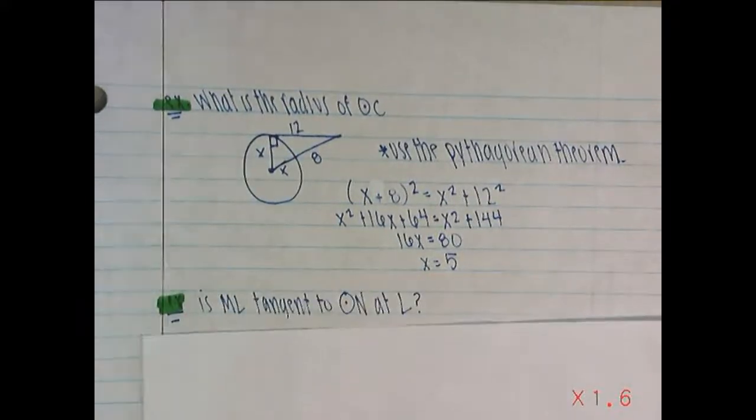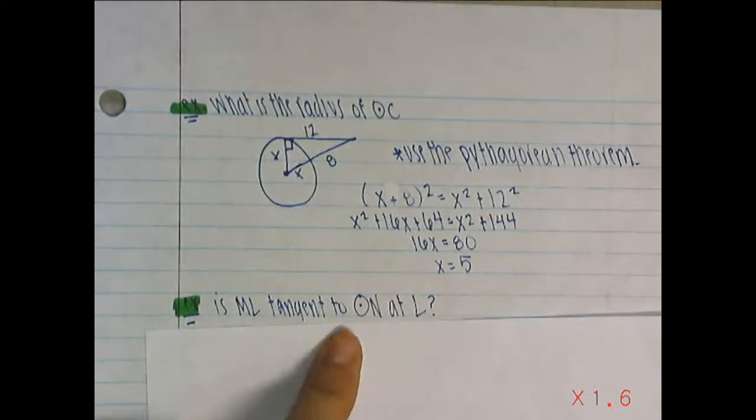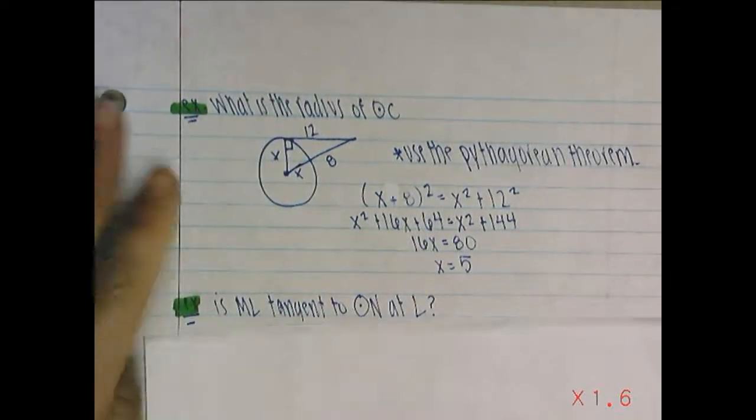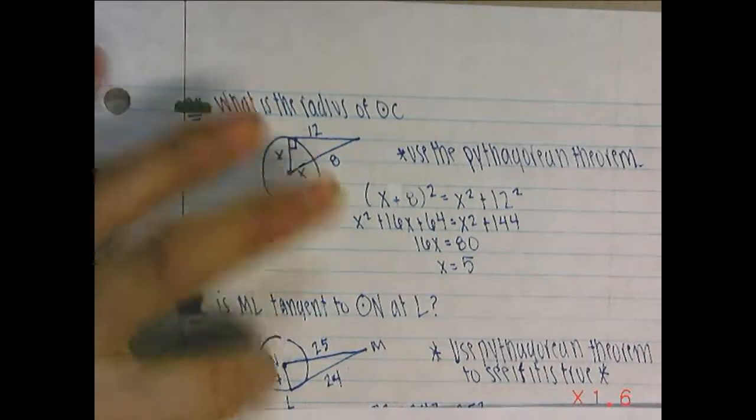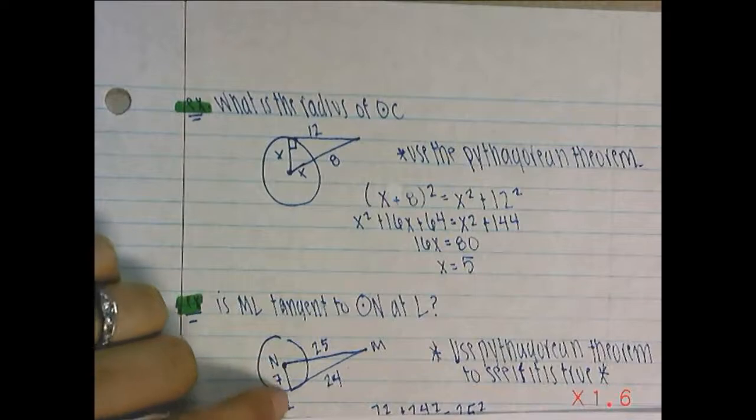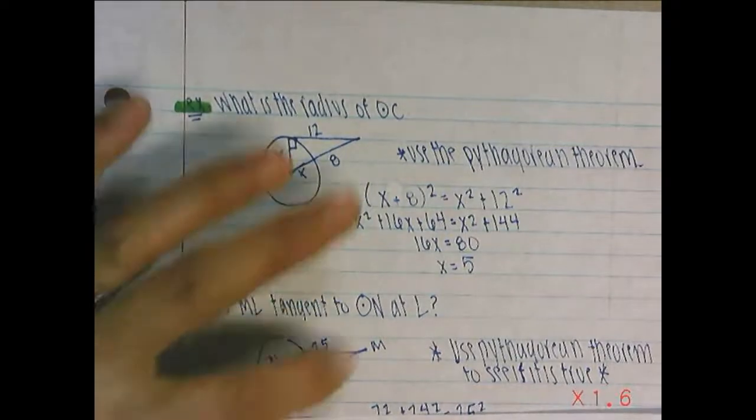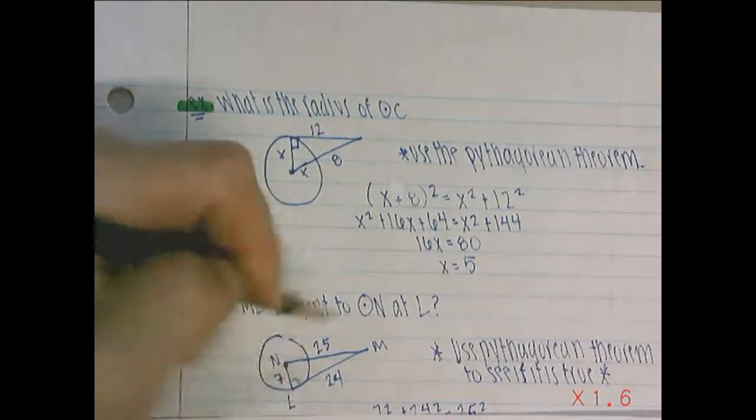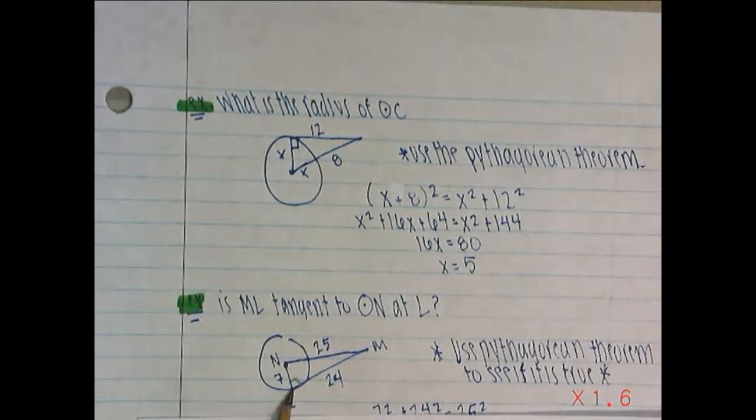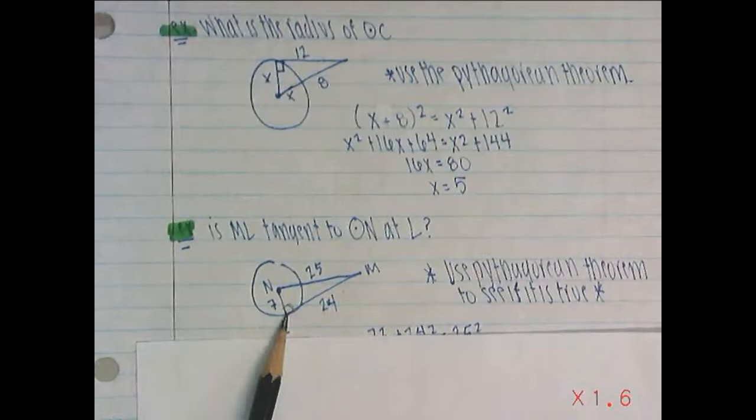This one's a little bit different. Is ML tangent to circle N at point L? So here's my circle N. Here's point L, and ML comes right through. We want to know if this is actually tangent, all right? If it is tangent, it has to be perpendicular. So I would have to use my Pythagorean theorem, and if it works, then you know that this is 90 degrees, which means if it's 90 degrees, then it's tangent.